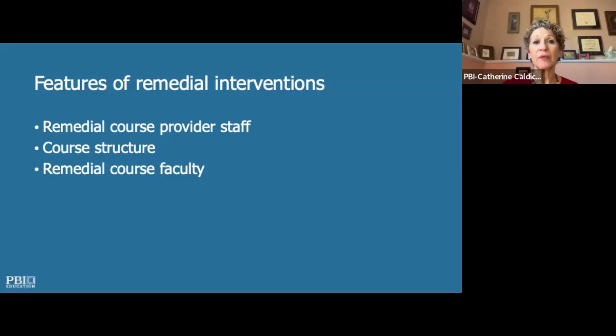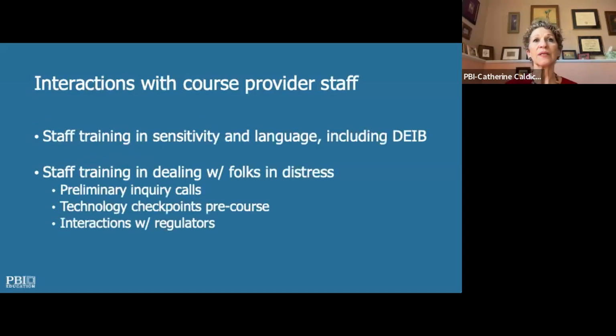There are features of the remedial course experience that can demonstrate most of those 6 key principles of a trauma-informed approach that I shared with you at the very beginning: the safety, trustworthiness, peer support, collaboration, empowerment, and cultural, historical, and gender issues. And those features involve the work and conduct of the remedial course staff and faculty, as well as the structure of the courses themselves. So let's start with the staff.